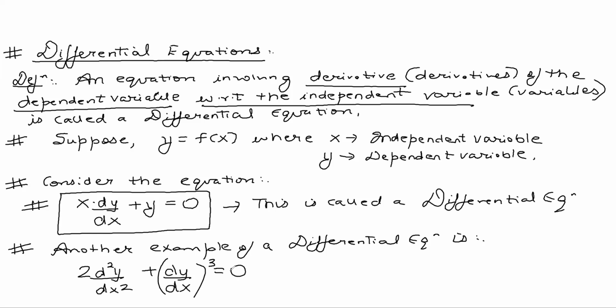So I quickly revise. An equation is said to be a differential equation if it consists of the derivative of the dependent variable, which in our example is y, with respect to the independent variable, which is x. That means if the equation is written in terms of dy by dx or higher powers of it, then that equation is called a differential equation. We can move forward and write one more definition.